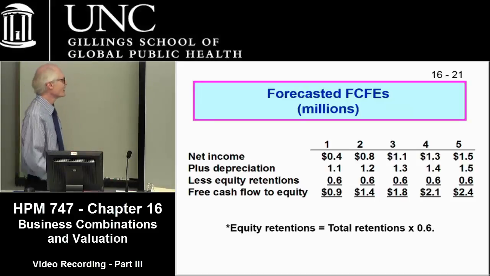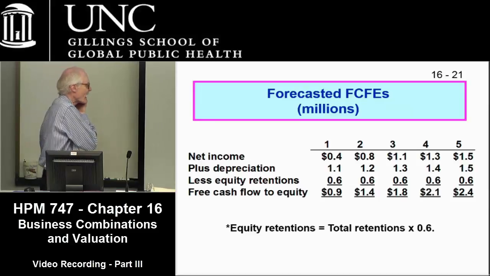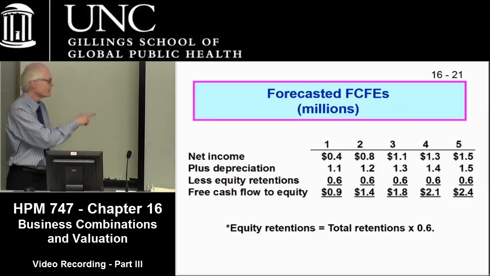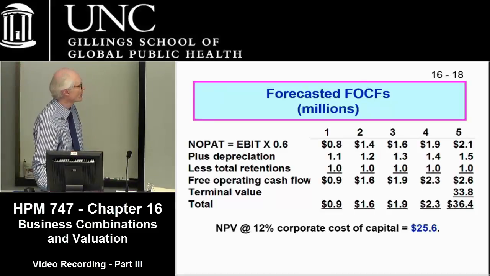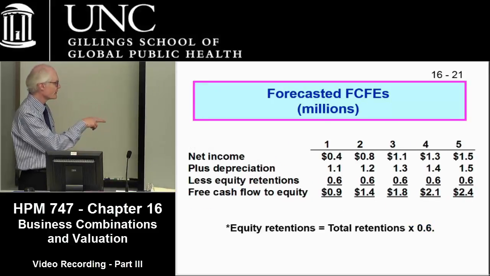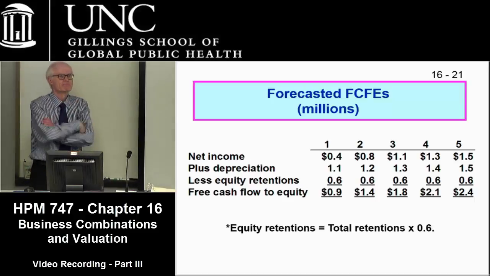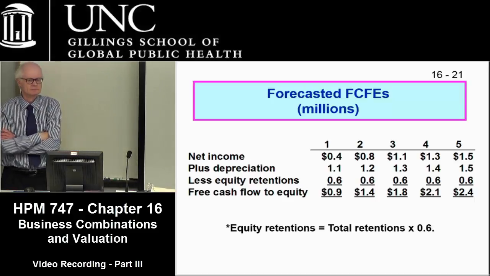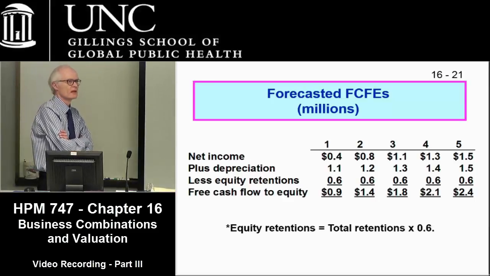We've got the net income plus the depreciation less equity retentions. Equity retentions is the total retentions. Remember up here we had retentions of $1 million per year, the third line. Now we're going to say equity retentions is the total retentions times 0.6. What am I doing there? Why am I doing that?